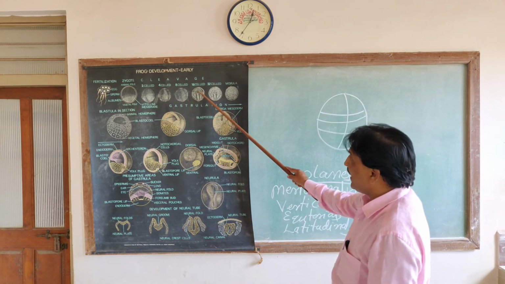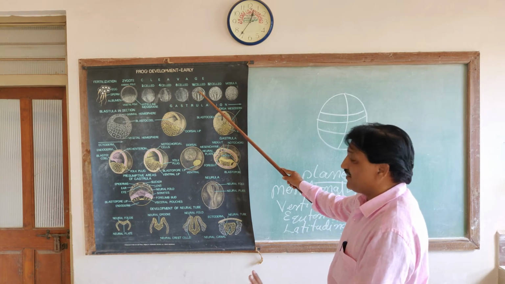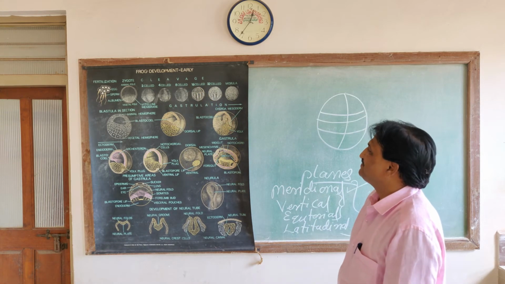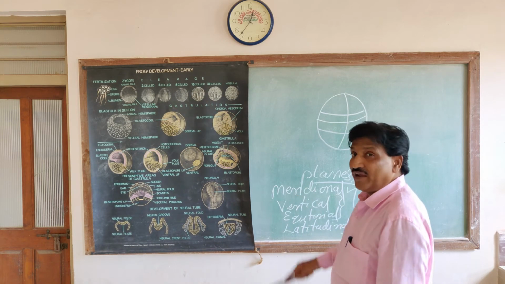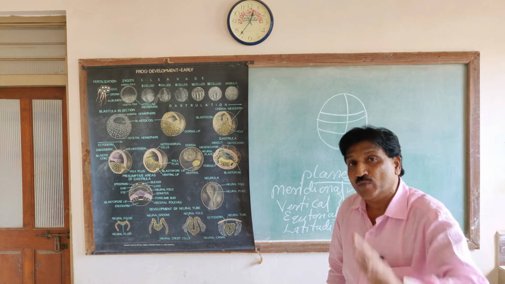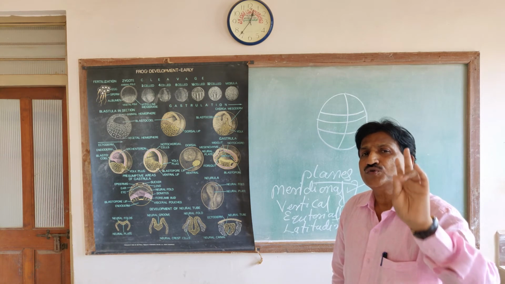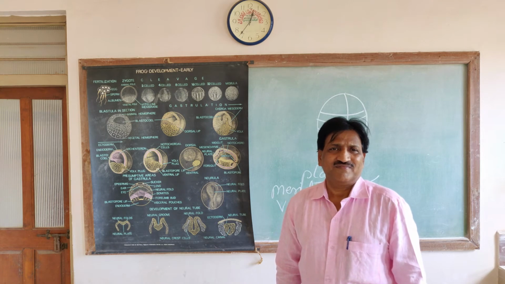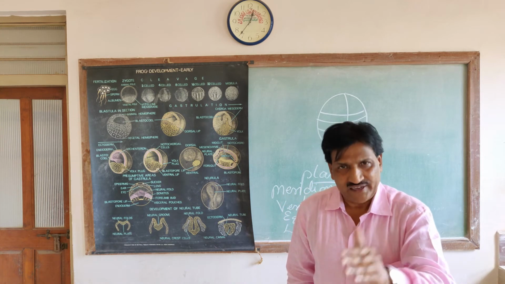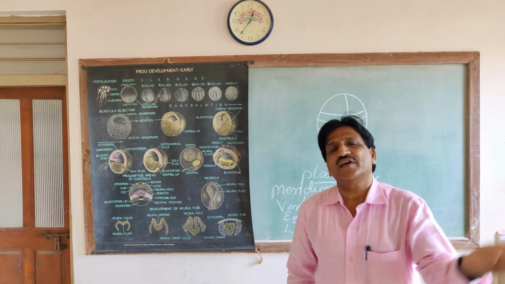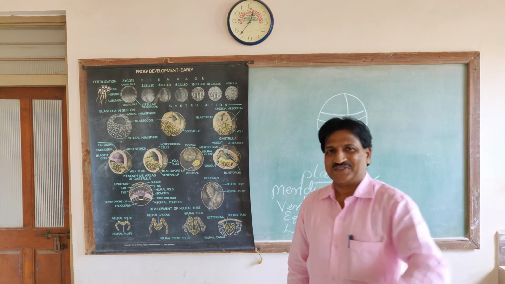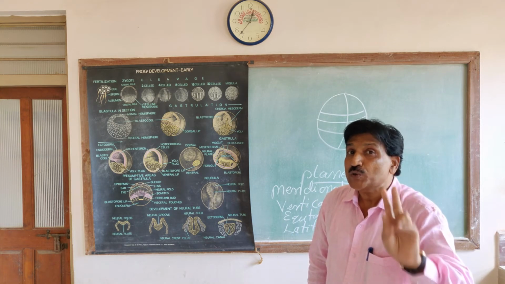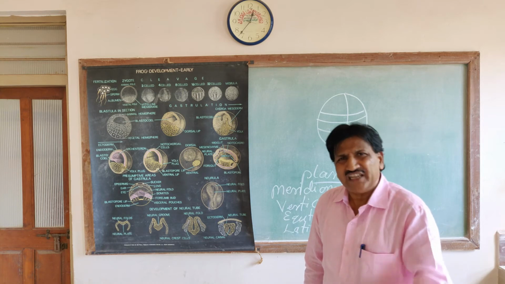Okay, the animal pole has 8 smaller cells called micromeres. The vegetal pole has 8 larger cells called macromeres. They are arranged in 2 tiers, an upper tier and a lower tier. The upper tier has 8 micromeres, and the lower tier has 8 macromeres. So the fourth cleavage is double meridional.